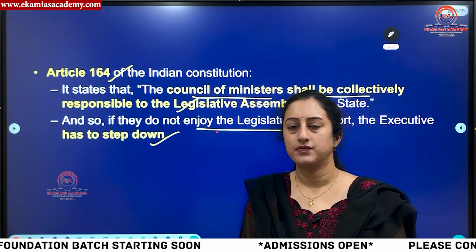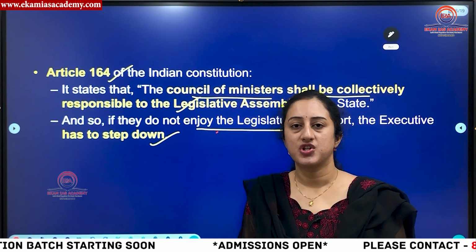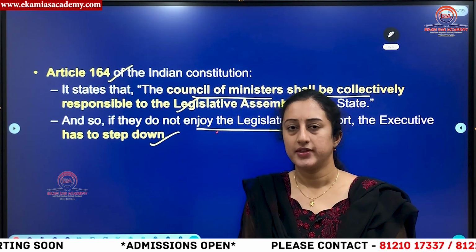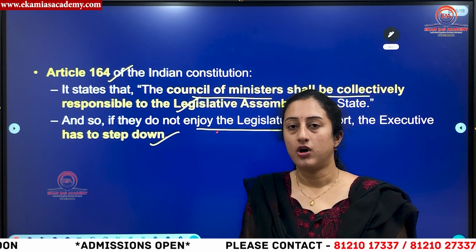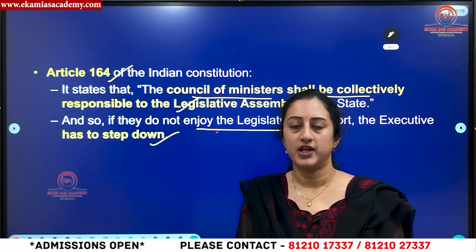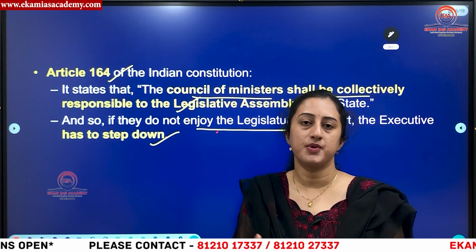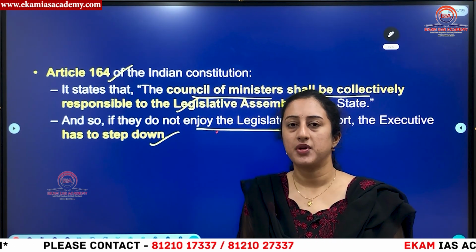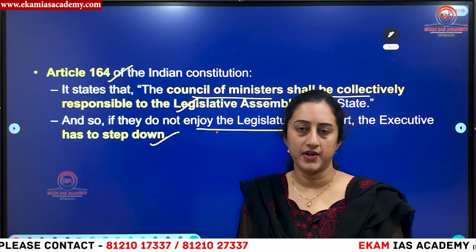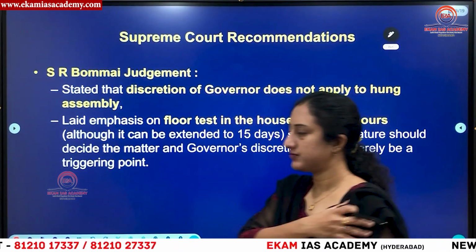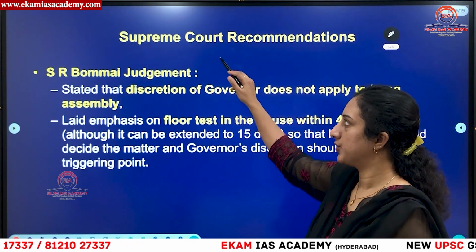So how can this happen? If the opposition passes a no confidence motion and that motion gets passed, then the government has to step down. Or in case there is a question of majority, the government can introduce a motion of confidence and show its majority in the House. At that point of time, if they fail to pass the motion of confidence, then the government has to step down. These are the two instances.